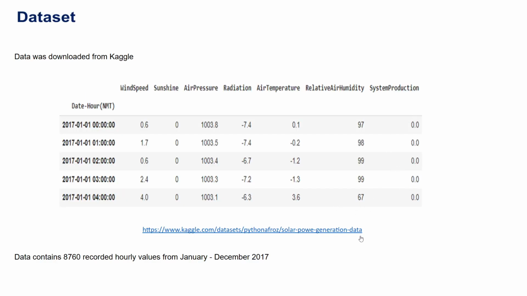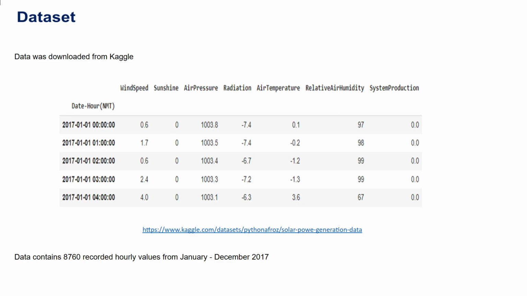And the dataset we used for this project was downloaded from Kaggle, and it describes the system production of solar plants alongside the weather parameters. The shape of the dataset is 8,760 by 7. It contains 7 variables, 6 of which are independent variables and 1 dependent variable.